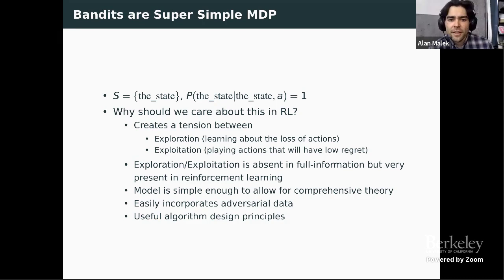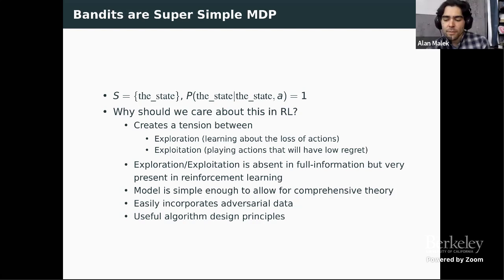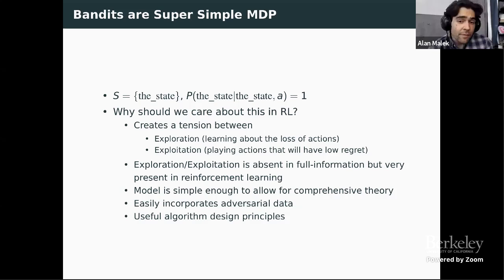Exploration and exploitation is mostly absent in full information, but in RL, it's a pretty important problem. So the hope is that some of the algorithms and insights we have from the bandit case we can port over. Some of the techniques will be applicable to RL, and we'll see a little bit of that tomorrow. Unlike RL, the bandit setting is simple enough to allow for really comprehensive theory for some of these very easy problem instances. By comprehensive, I mean we have upper and lower bounds that match up to constants, and we can really understand how hard learning is in some of these games. Additionally, we can easily incorporate adversarial data. I didn't really specify anything about how the rewards are generated.